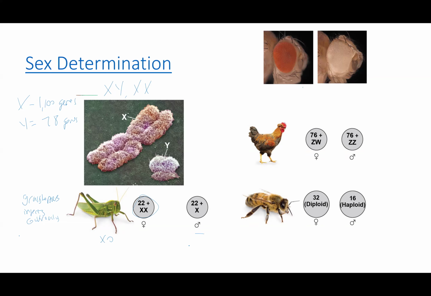In chickens, so in birds and some fish as well, it is the ZW system. So in chickens, they have 76 chromosomes plus the Z and the W. If they have a Z and a W, so if they have 2 different sex chromosomes, that makes them female, whereas the males have 2 Zs, which is the same chromosome. So that's the opposite of the XY and XO system. And then in bees and ants, there are no specific sex chromosomes.